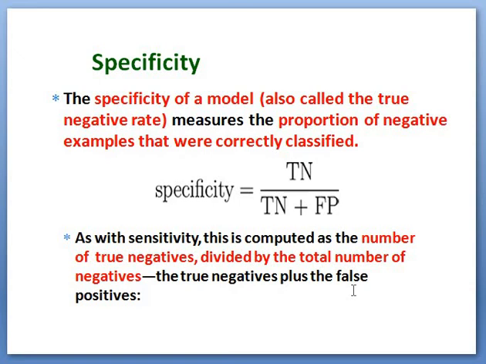Then comes the specificity. Specificity of a model means true negative rate, which measures the proportion of negative examples that were correctly classified. Specificity is equal to TN divided by TN plus false positive, which means that this is computed as the number of true negatives divided by total number of negatives, that is true negatives plus false positives.